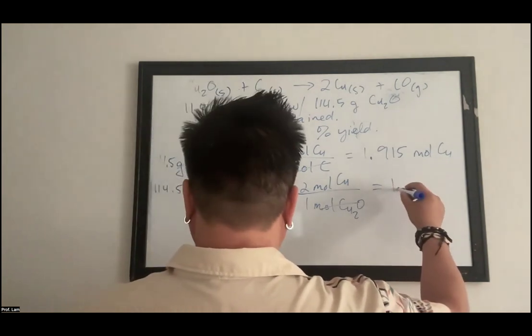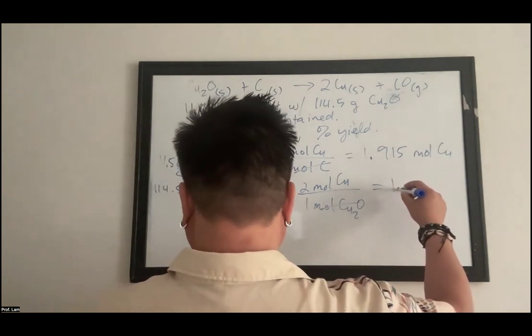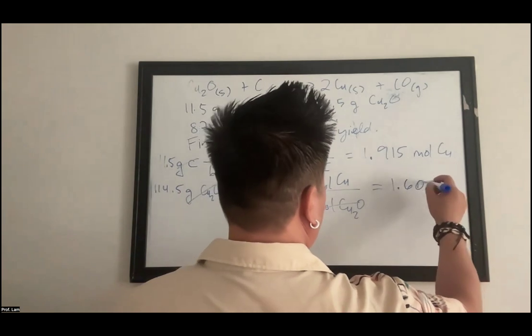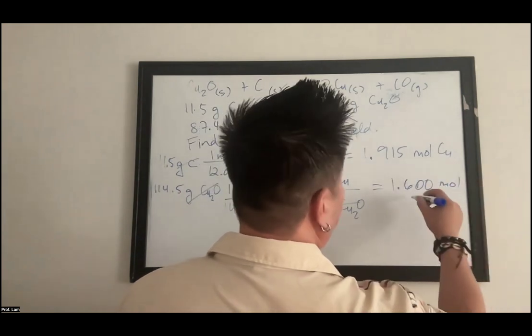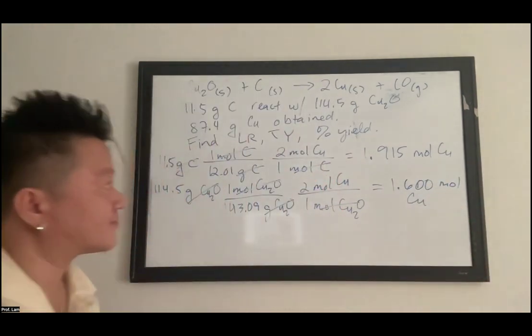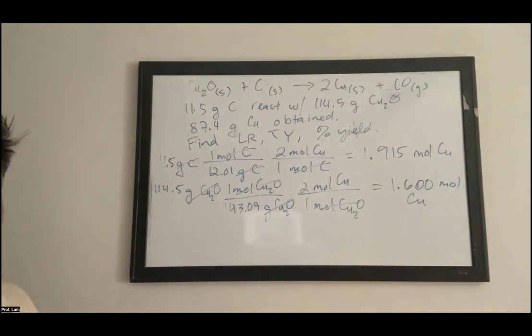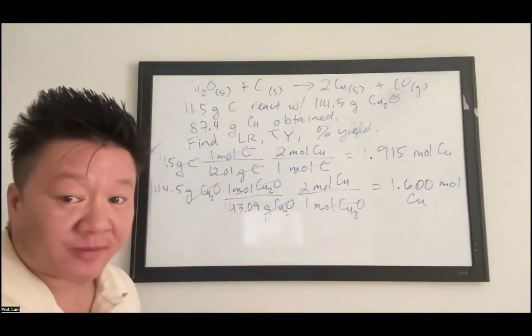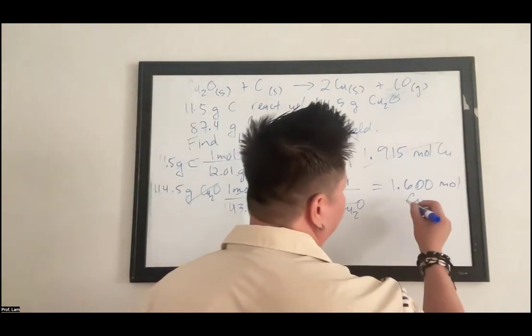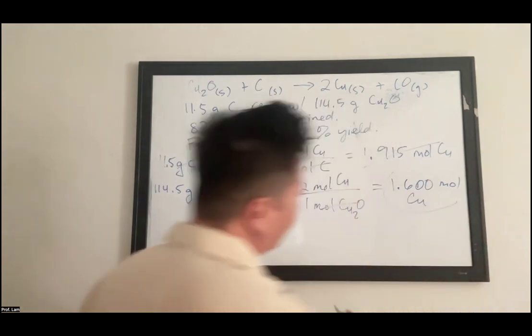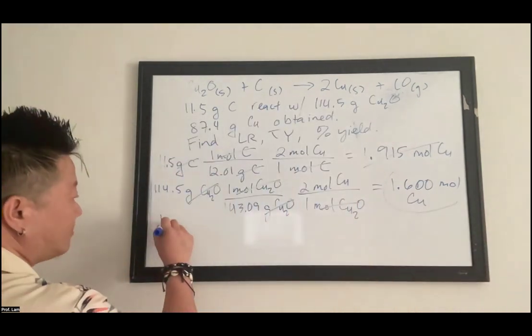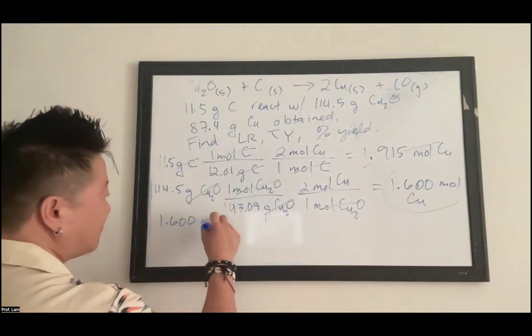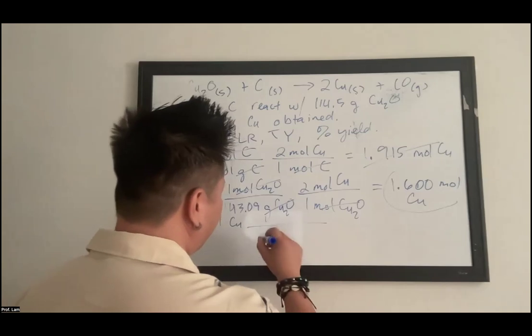It's 1.600. Again, I'm keeping 4 sig figs. Okay. And then, of course, between these two numbers, remember, we're going to pick the lower one. Okay. So that's going to be our theoretical yield in mole, but we should change it to grams.